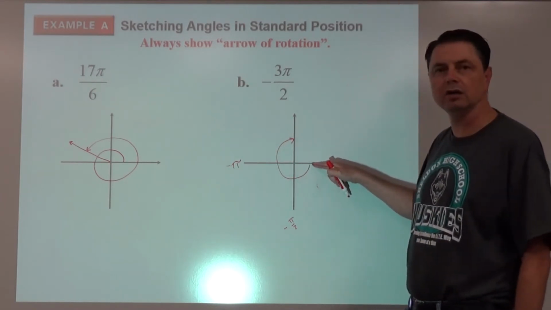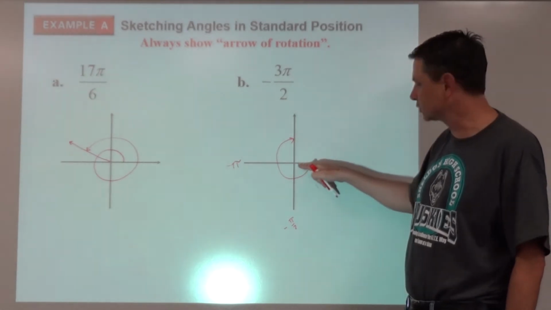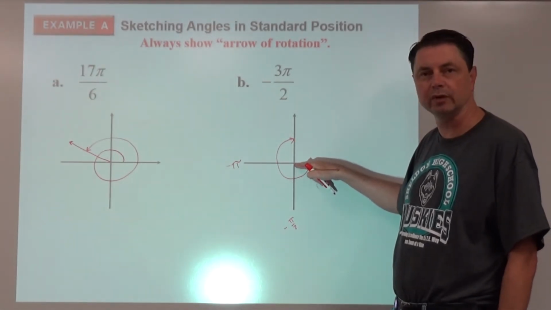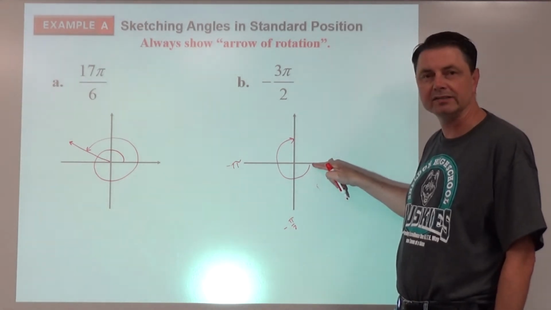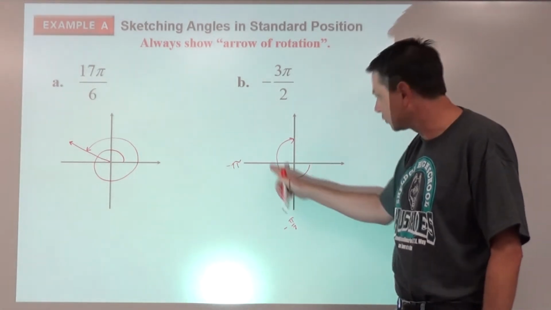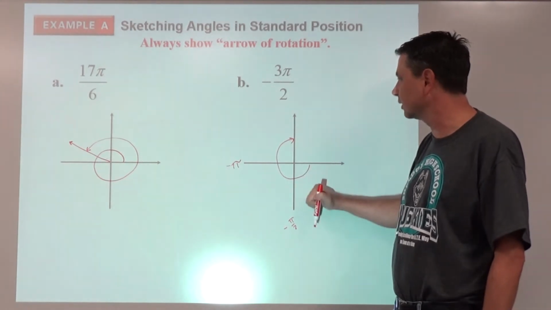Always start on the positive side. Don't start your arrow of rotation from the vertex. It starts on the positive side of the x-axis, the initial side, and it rotates this way, and we show the arrow.